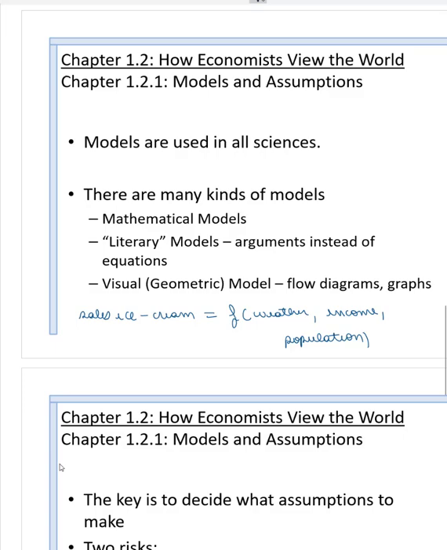Now, the advantage of using math is that it's much more precise. But many people prefer literary models just because they're not comfortable using equations. A third kind of model is a visual model, like a geometric model, such as flow diagrams, graphs, etc. Those are actually mathematical models as well. Graphs are geometric representations of equations. So you're actually talking about the same kind of model, but looking at it in a different way.